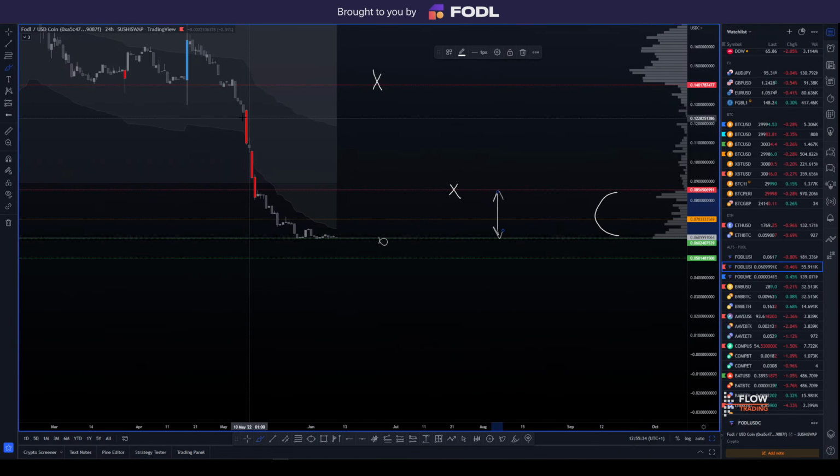Break above this one and you can see that this is basically nothing there, right? Hardly any volume there. So we'd be very quick to get up to 14 cents, just like we observed on the Tether chart, all right? So that's basically what I've got right now for FODL versus USDC.